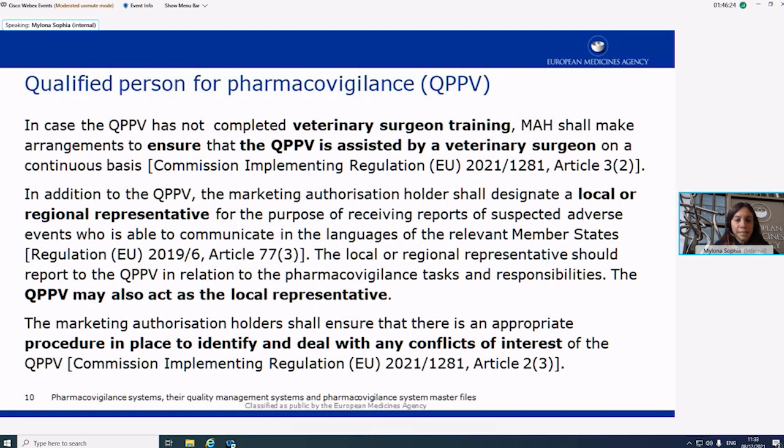It's important that there is a local or regional representative, and this is for the purpose of someone communicating in the language of the member state for the purpose of reporting. And there is flexibility on how you will follow this requirement. And of course, the QPV may also act as the local representative. There is a new requirement also to have a procedure in place to identify and deal with any conflicts of interest of the QPPV. If you go to the next slide.